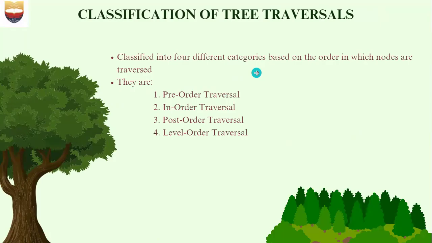Therefore, binary tree traversals can be classified into 4 different categories based on the order in which the nodes are traversed or visited. The types are pre-order traversal, in-order traversal, post-order traversal, and level order traversal. According to the order in which we are going to traverse each and every node of the tree, we can have 4 types of tree traversals, right? Let us see one by one in detail along with suitable examples.